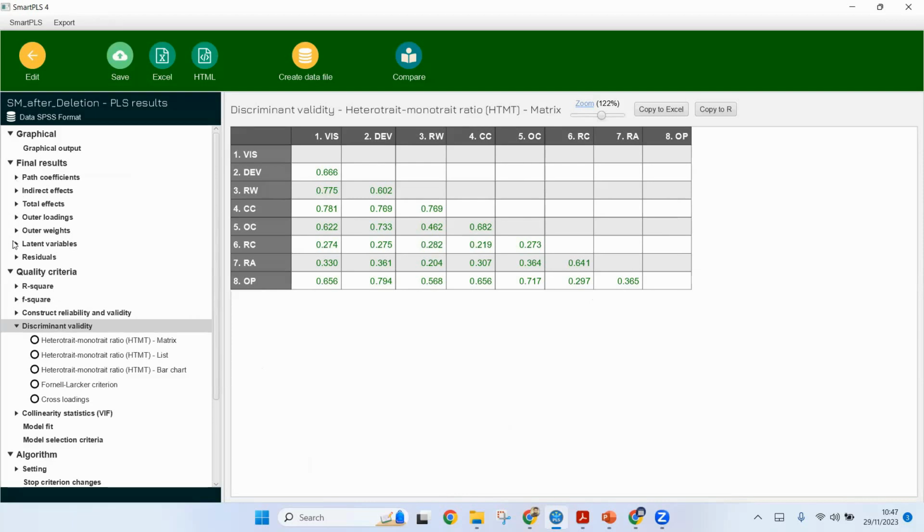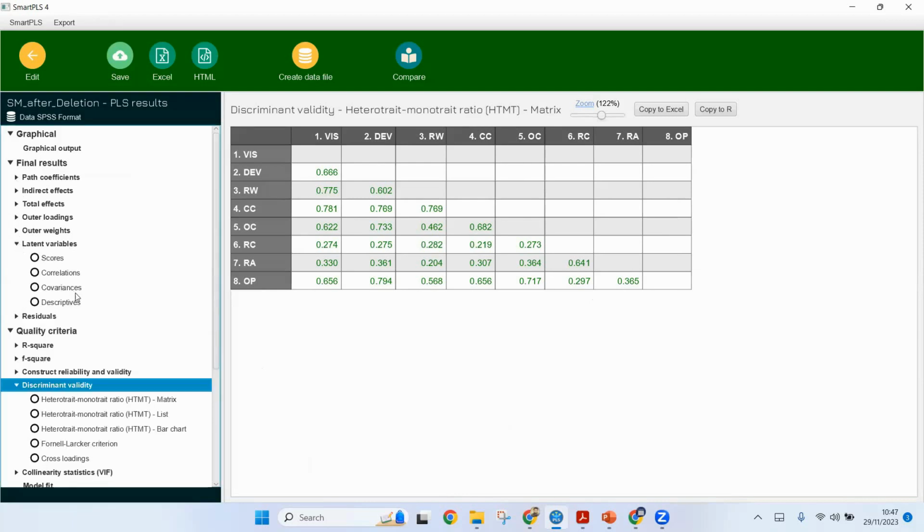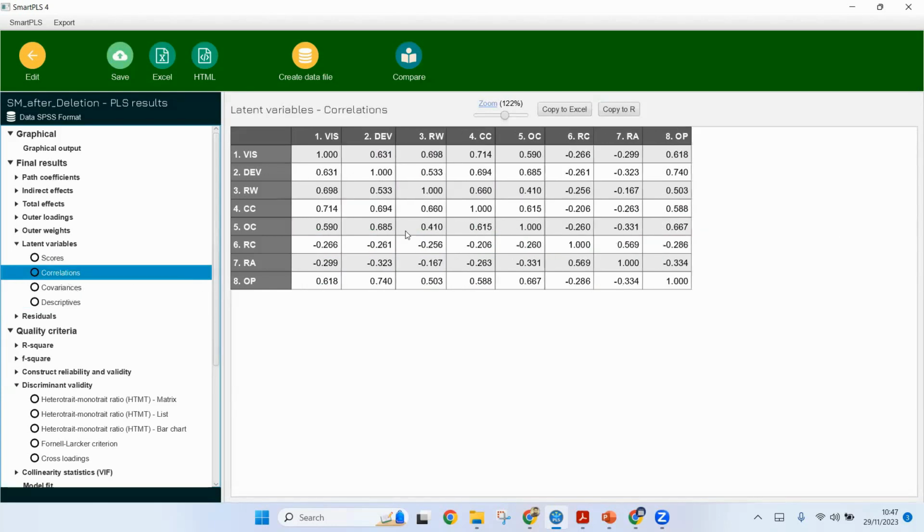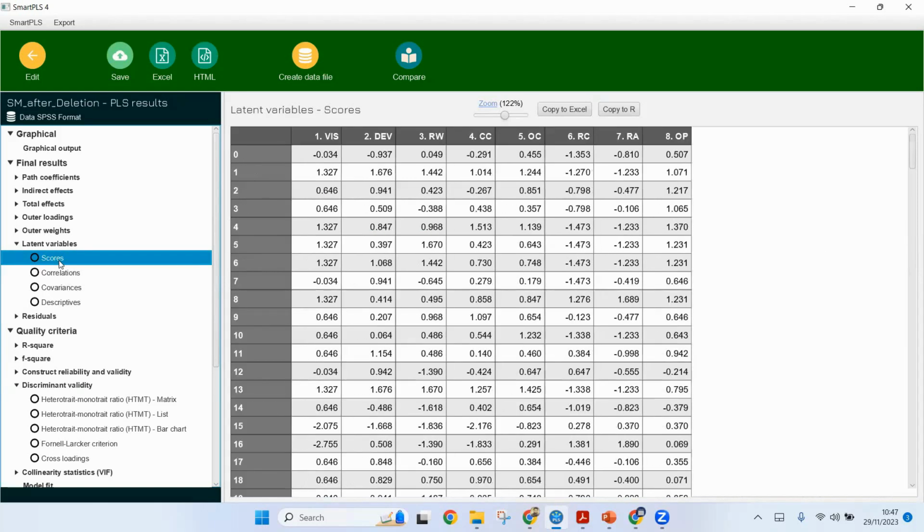Now, once you see this, click on it and you will see scores, correlation, covariance, descriptives. So you can have descriptives for your latent variable as well. But you can have correlation between latent variables in your study as well. But I'm not interested in all these other things for now. I'm interested in latent variable scores.